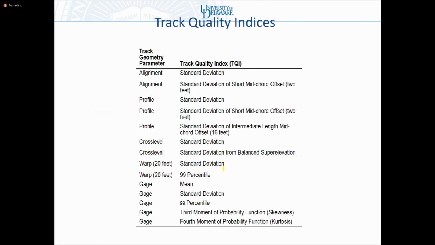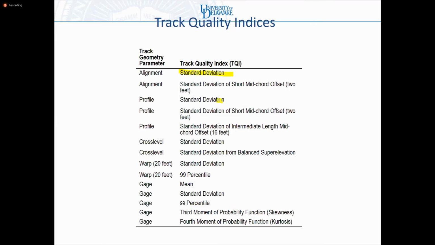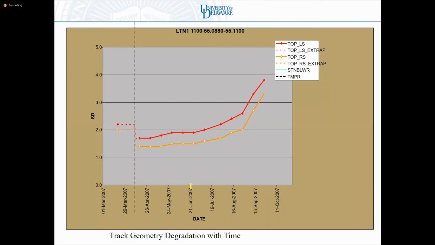There are different track quality indices depending on what's used, but the most common one is standard deviation for alignment and profile, and mean for gauge, or local mean or standard deviation for gauge. This is some British data. This is my standard. This is profile or surface.